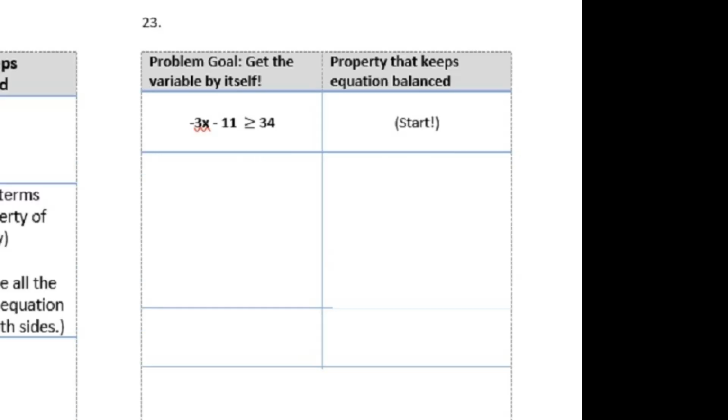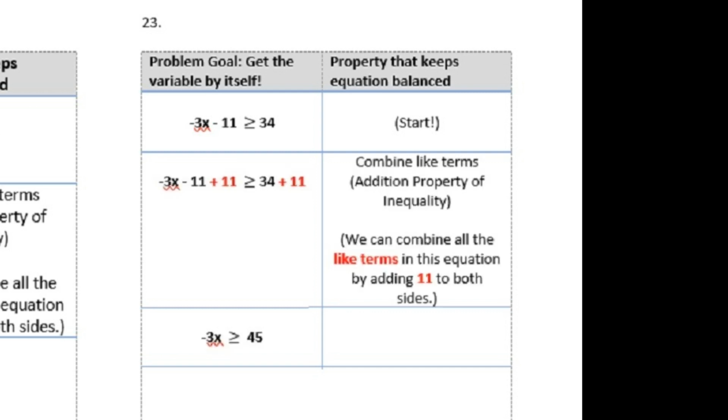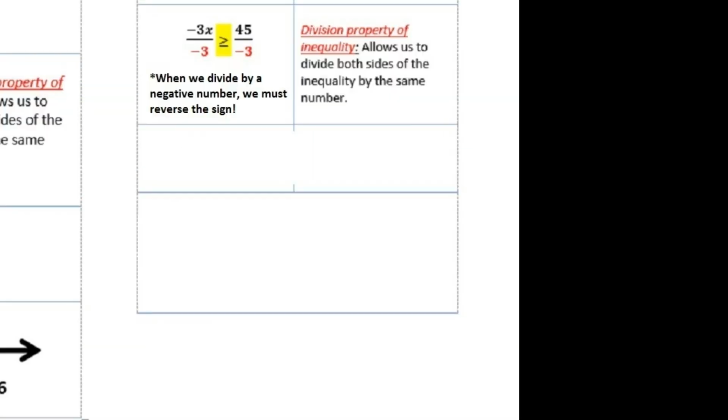Okay, so going on to the next one, we have negative 3x minus 11 is greater than or equal to 34. So the first thing we're going to do is combine our like terms. This is the addition property of inequality. We're going to add 11 to both sides. All right, so we have negative 3x is greater than or equal to 45.